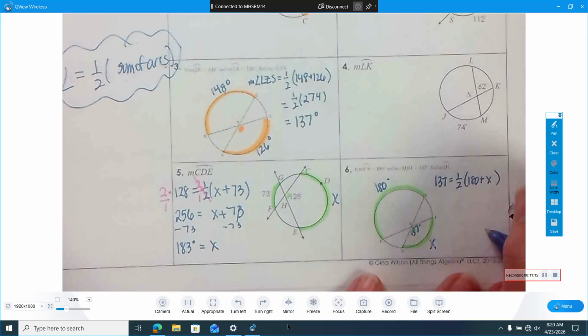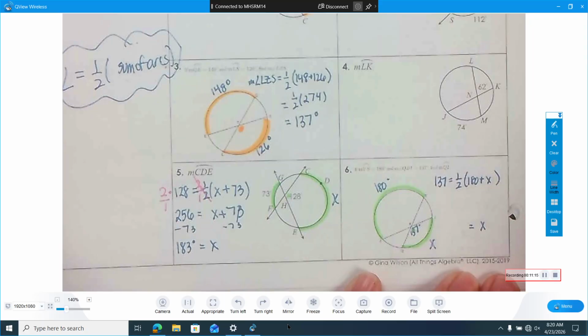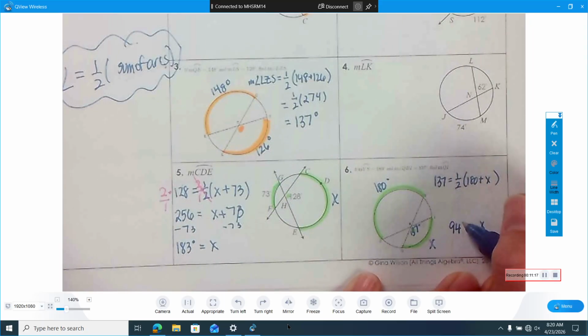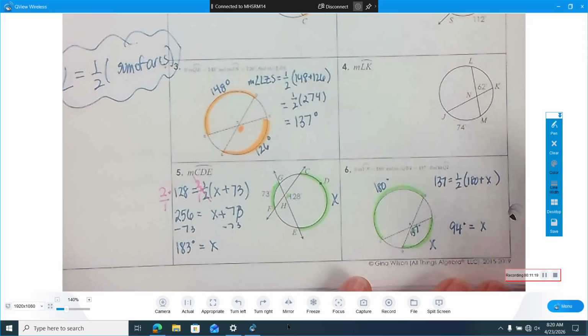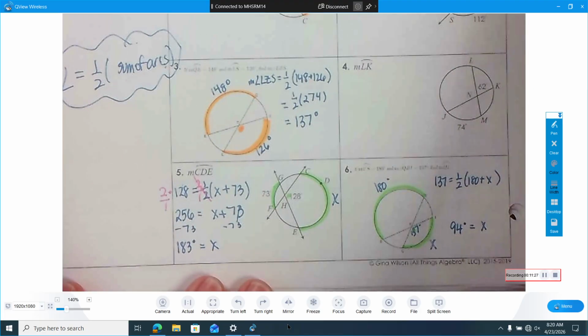Okay, did you guys get an answer? What did you get? 94 degrees. Okay, cool. Again, this is the setup. The angle, 137, equals half of the arcs. I really like highlighting. It's super fun. Plus, it looks pretty.